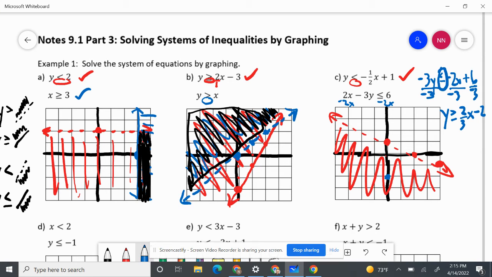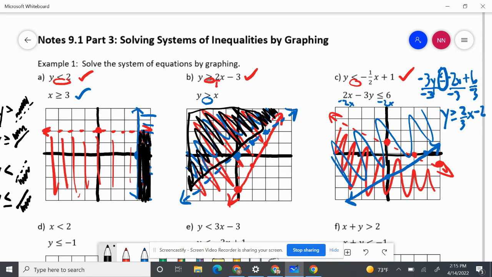So our y-intercept is -2. Our slope is 2/3, so we're going to go up 2 to the right 3. We're going to draw a solid line. And since it's greater than, we're going to shade above. Now, our answer is where the two overlap.